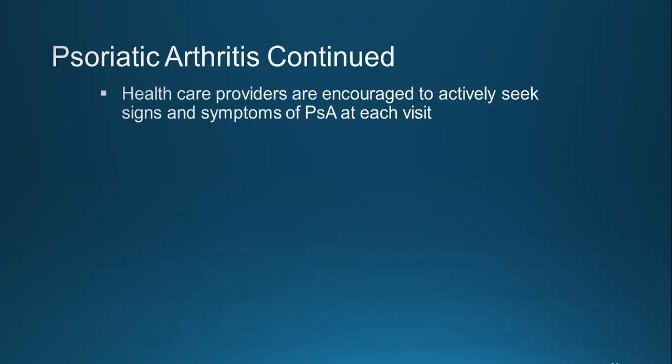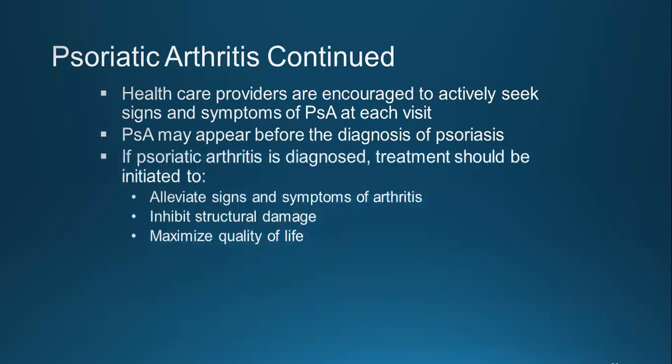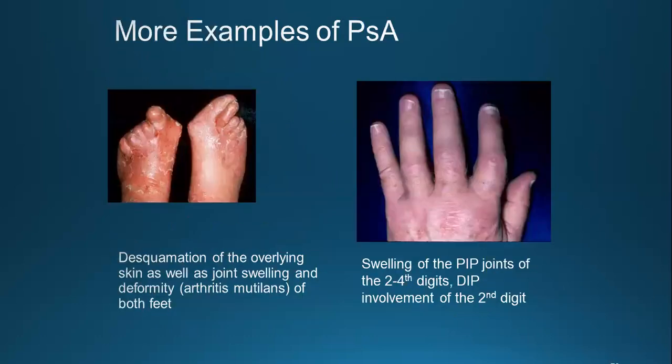Healthcare providers are encouraged to actively seek signs and symptoms of psoriatic arthritis at each visit. Psoriatic arthritis may appear before the diagnosis of psoriasis, as I mentioned earlier. If psoriatic arthritis is diagnosed, treatment should be initiated, number one, to alleviate the signs and symptoms, then to inhibit structural damage, and to maximize quality of life. Diagnosis is based on clinical judgment, specific pattern of joint inflammation, absence of rheumatoid factor, the presence of skin and nail lesions of psoriasis, and the clinician himself in making the diagnosis of psoriatic arthritis.